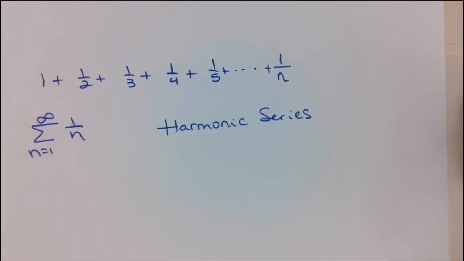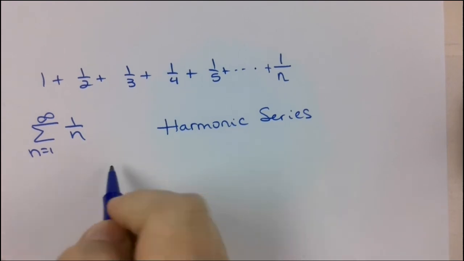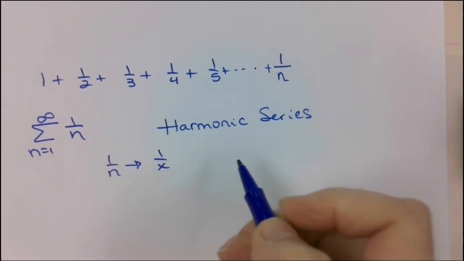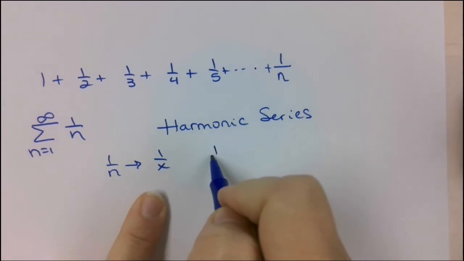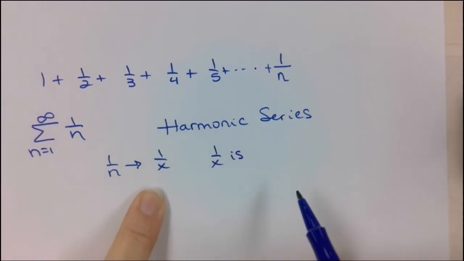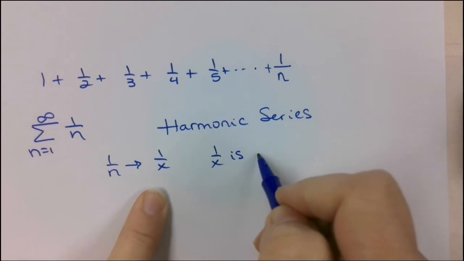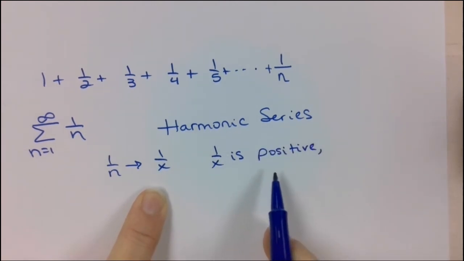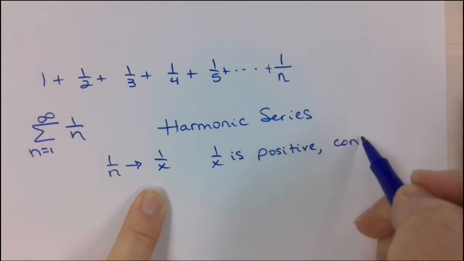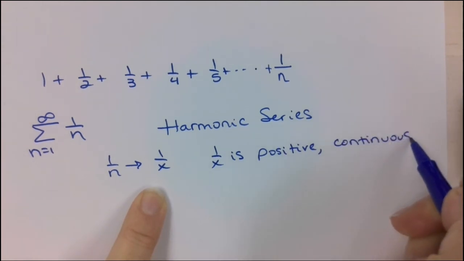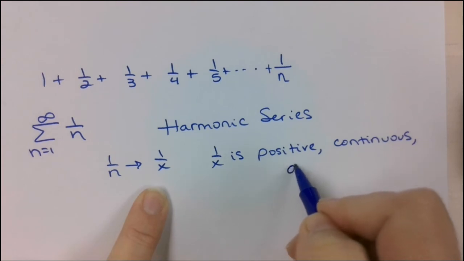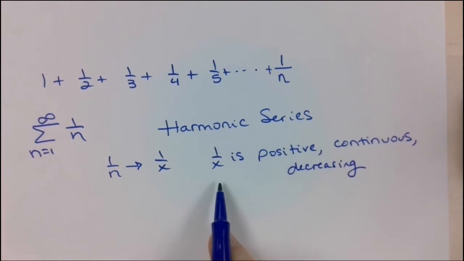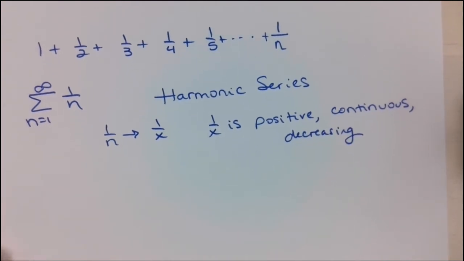I'm going to rewrite 1 over n as 1 over x. And 1 over x, as long as x is greater than 1, is going to be positive. It is continuous because our discontinuity happens at 0, but we're starting with x greater than 1. And we know that that graph is decreasing. It's one of your parent function graphs.